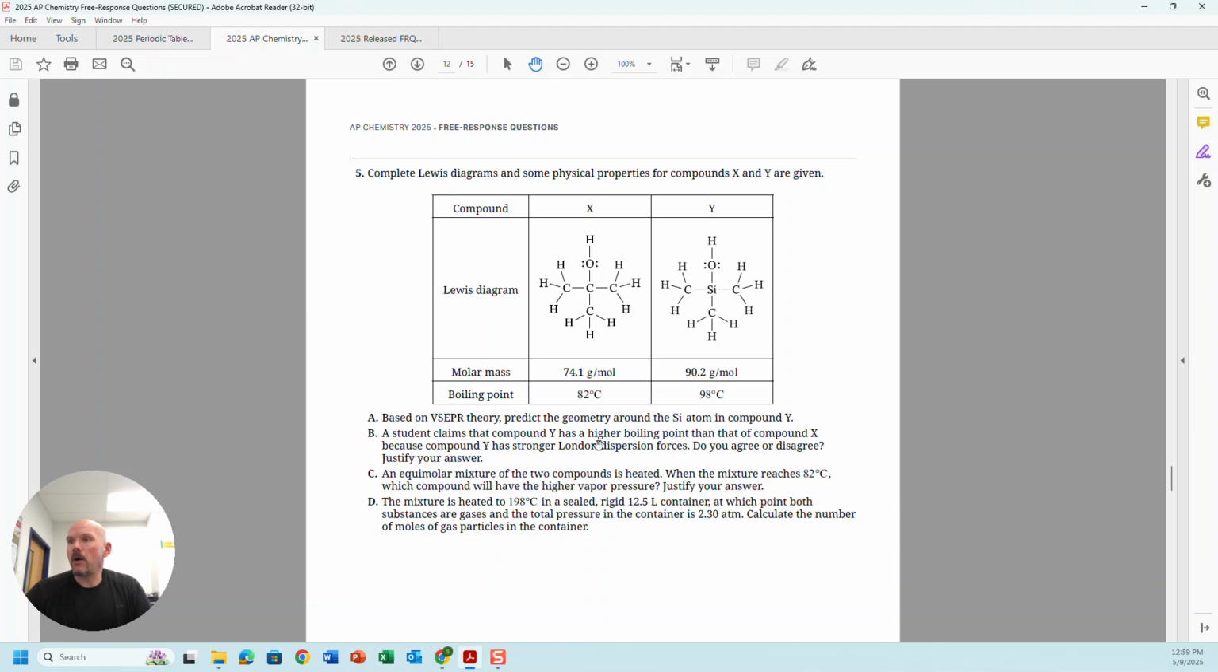The student claims that the compound Y has a higher boiling point than that of compound X because compound Y has stronger London dispersion forces. Do you agree or disagree? Again, we had a smart student taking this test. We agree. We agree with that student on this one.